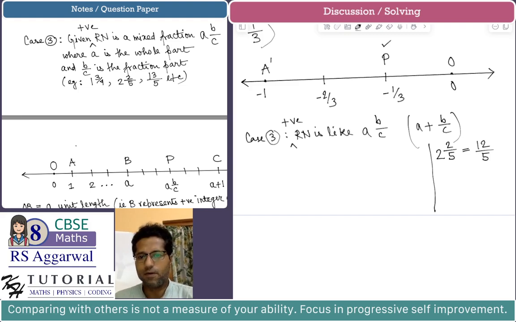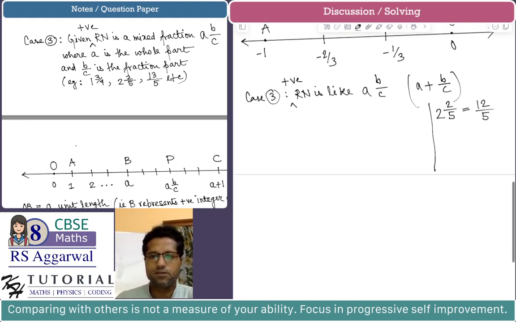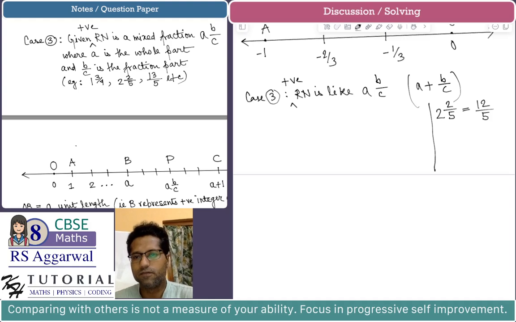So case 3 is about a rational number which is a mixed fraction, a positive rational number of the form a and b by c, where a is the whole part and b by c is the fractional part. How do we represent this rational number on the number line?